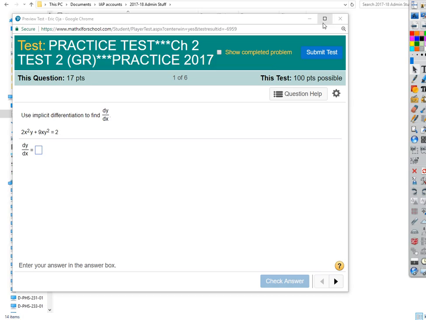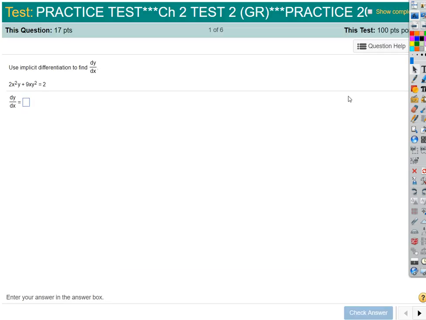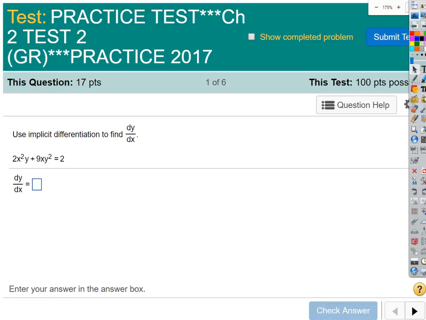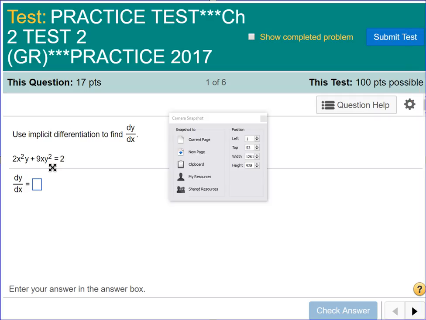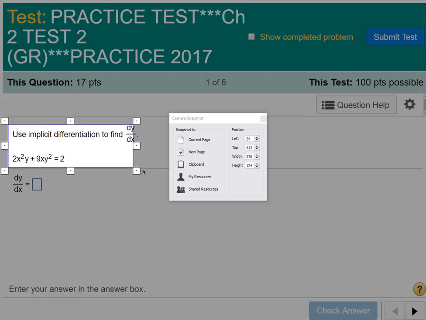Okay, here we go. So let's just go through, I just pulled up the practice test. Let's just go through everything. Okay, so first one here, they want us to use implicit differentiation to find dy/dx. So let me grab the problem. You guys can walk me through this.